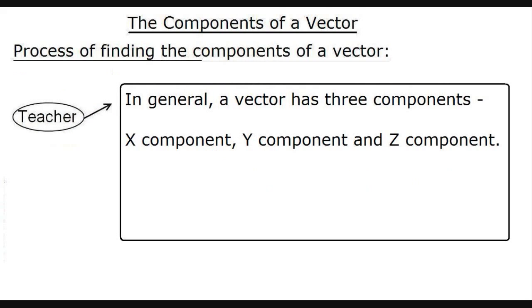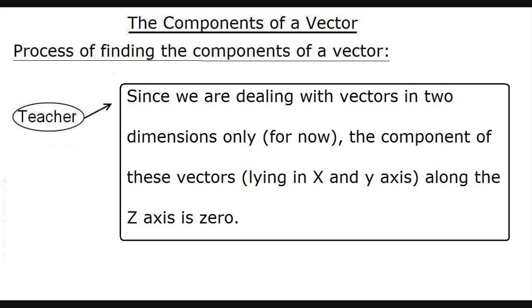In general, a vector has three components: x component, y component, and z component. Since we are dealing with vectors in two dimensions only, for now, the component of these vectors along the z-axis is 0.